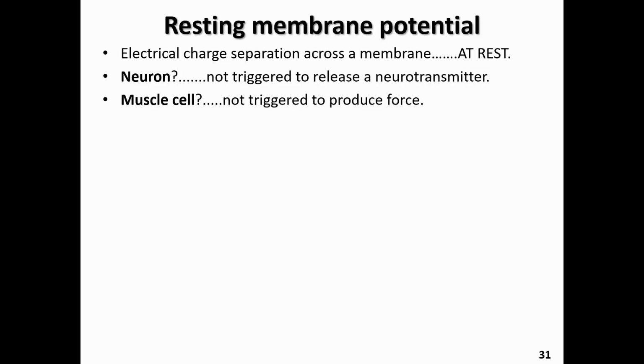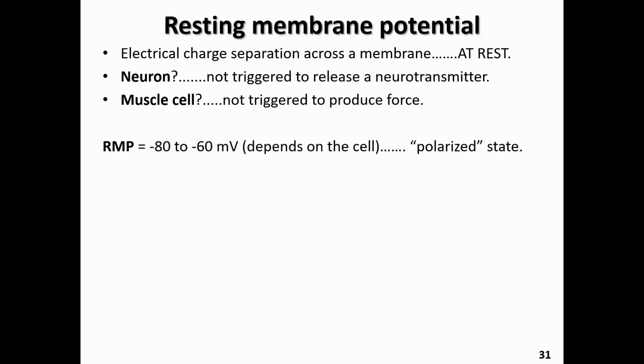Looking at another cell, a muscle cell, for example, the function of a neuron is to communicate from the one cell to other cells. The function of a muscle cell is to produce force. So muscle cells get activated the same way neurons get activated, except that the final output of a neuron is to release a neurotransmitter. The final output of a muscle cell is to produce force. But at a resting state, neither one of those are happening. The resting membrane potential refers to that electrical charge separation between the inside and the outside of the cell.